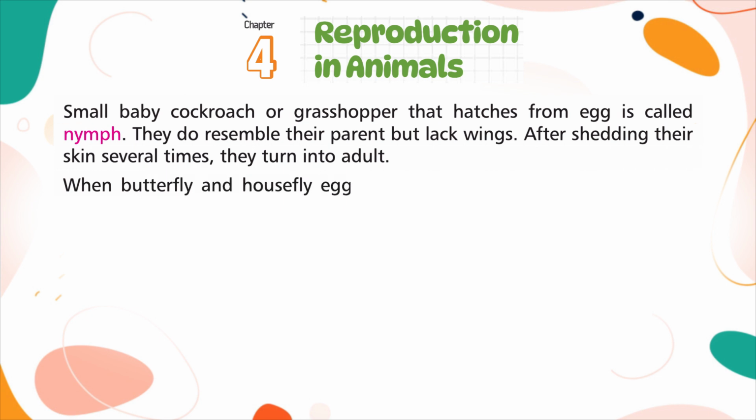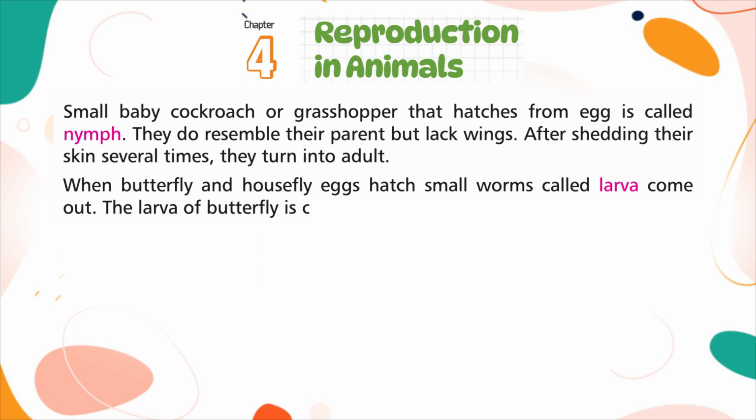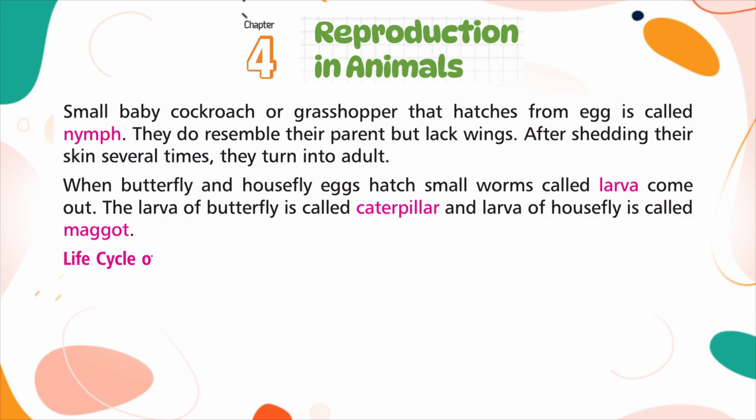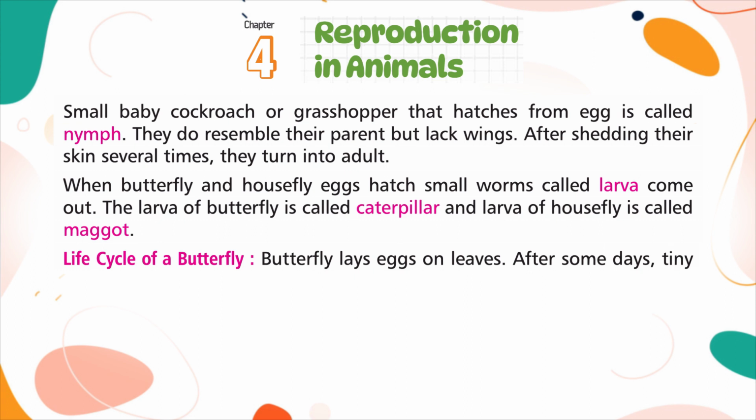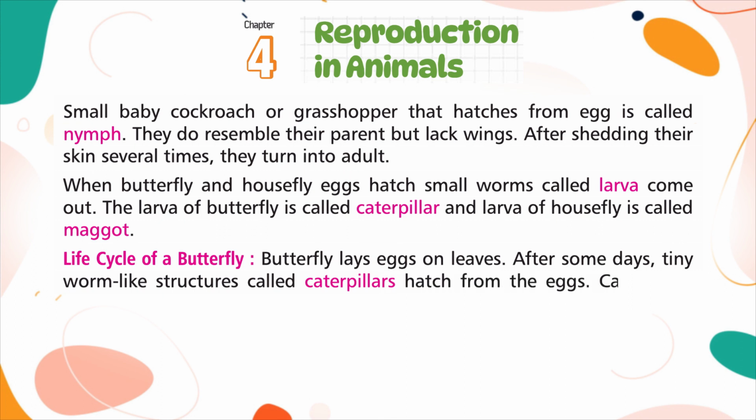When butterflies and housefly eggs hatch, small worms called larvae come out. The larva of a butterfly is called a caterpillar, and the larva of a housefly is called maggot. Life cycle of a butterfly. Butterflies lay eggs on leaves. After some days, tiny worm like creatures called caterpillars hatch from the eggs.